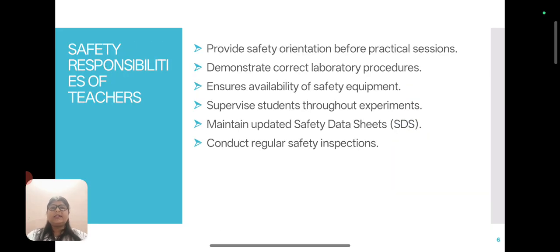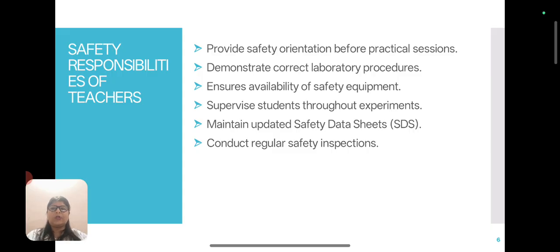Next, we will look into the safety responsibilities of teachers. Providing safety orientation. Teachers should explain the safety rules beforehand, as explaining the rules before practical work begins helps to conduct the experiments carefully. Demonstrate correct laboratory procedures. Showing the proper methods helps students perform experiments safely and more effectively. Ensures availability of safety equipment. Teachers should check that emergency equipment is ready to use.